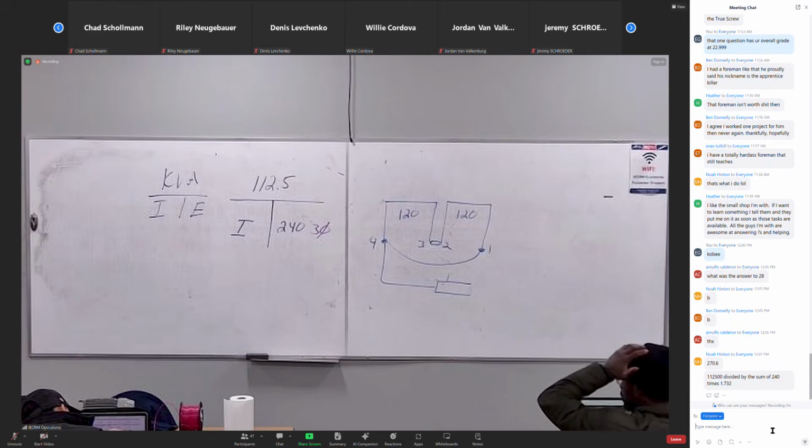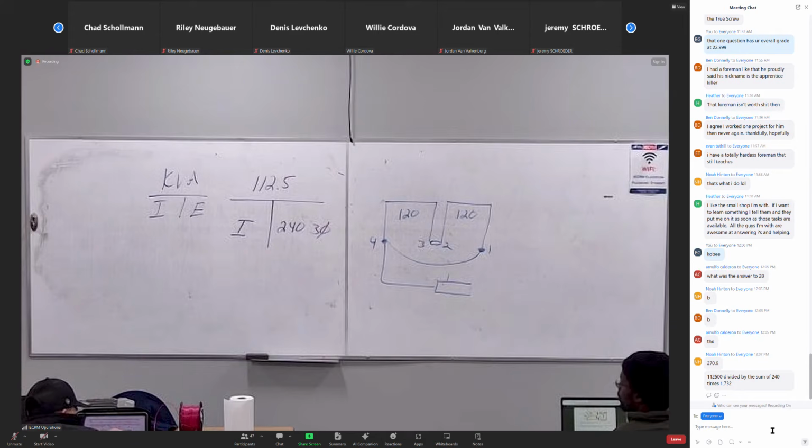I got 270.6, so they're using the actual square root of 3. I came up with the dead nut number when I used the square root of 3 on my 240 volt. I got 270.632. That is correct. I think that's the result, but that's close enough.